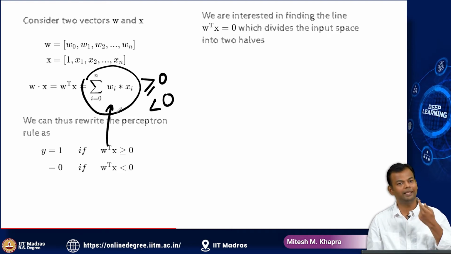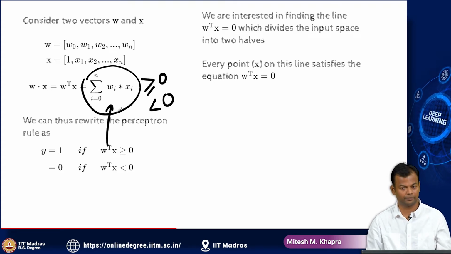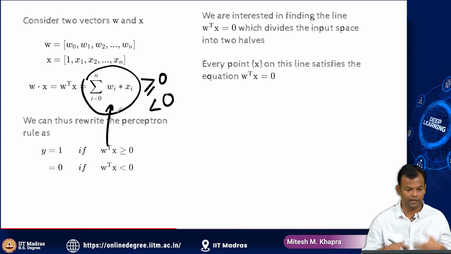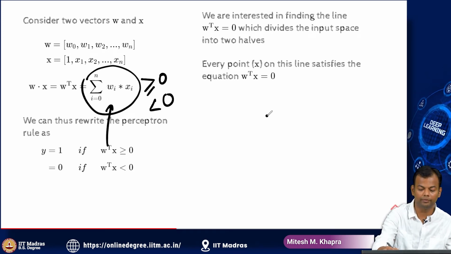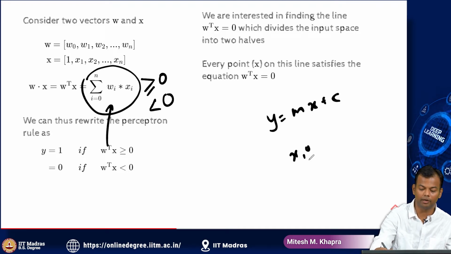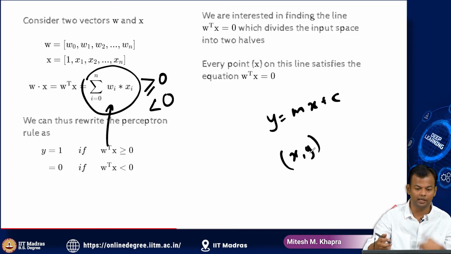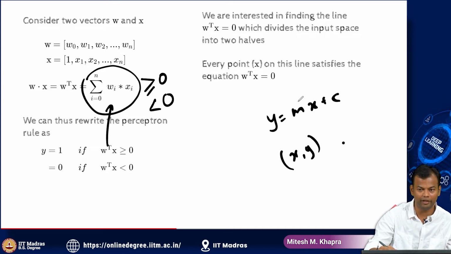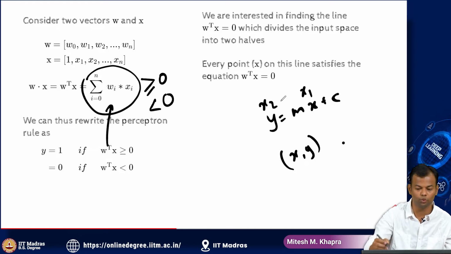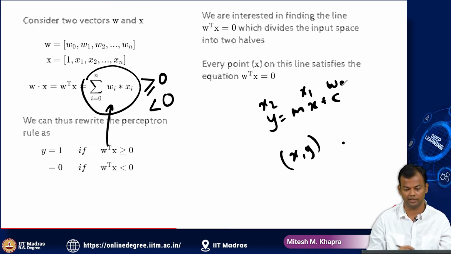So now any point which lies on this line will satisfy this equation, right. I mean, that's a trivial statement to make. If you have the line y is equal to mx plus c, then any point (x, y) which lies on this line will satisfy this equation. That's the same thing I am saying. It's just that now my way of writing equations is slightly different. I am calling this x1, I am calling this x2, and maybe I am calling this w naught. So that's the only notation change that I have.